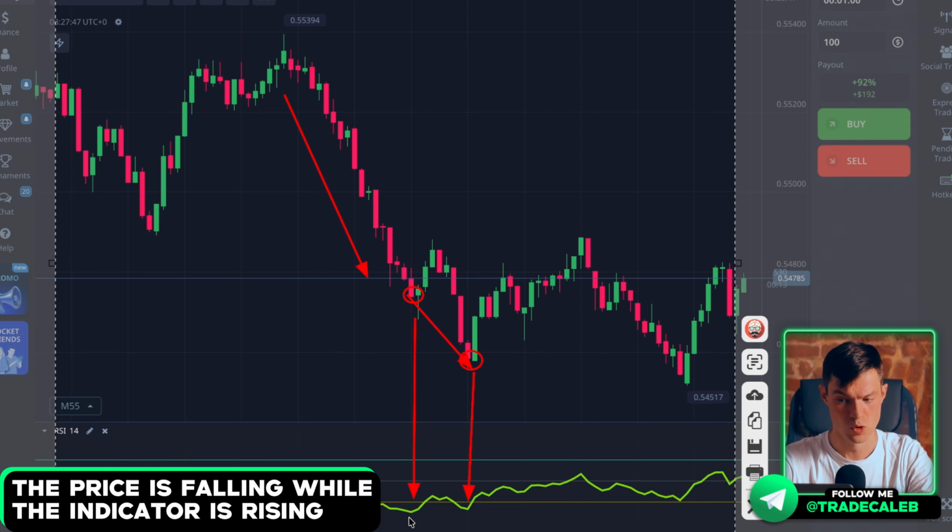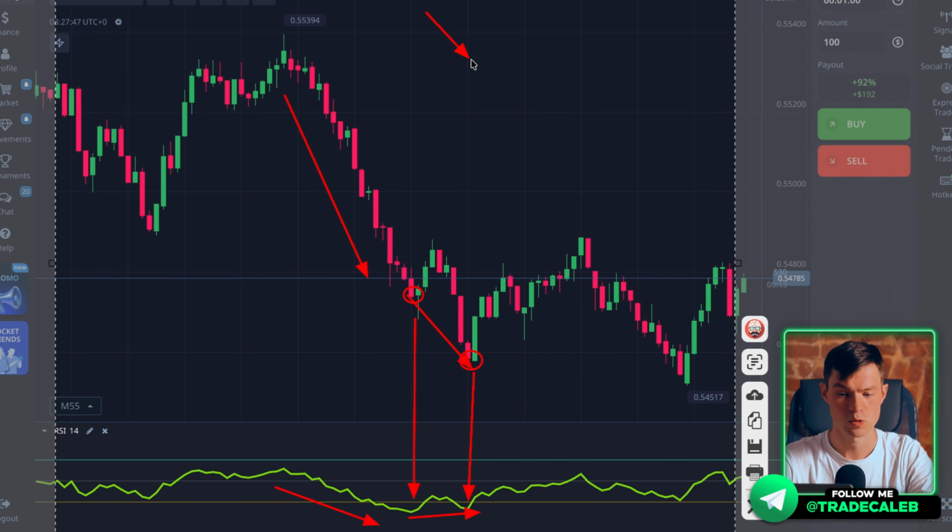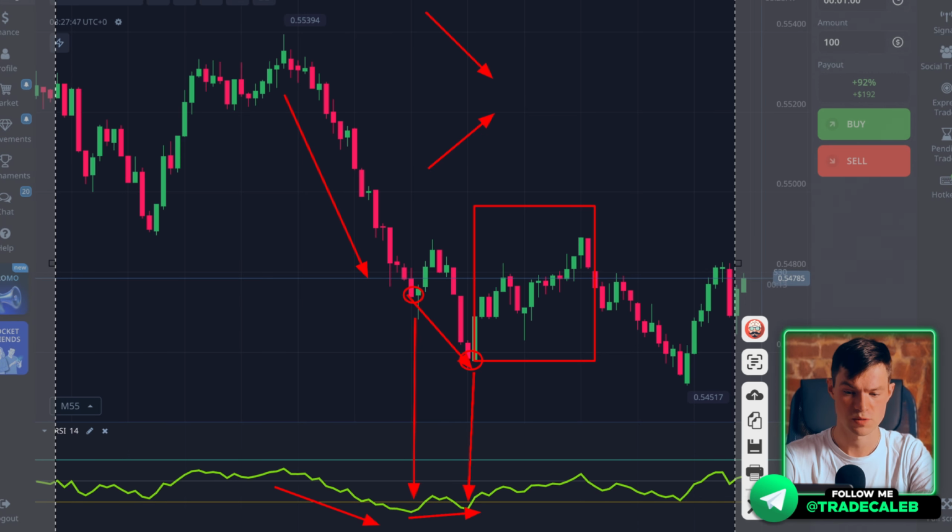Thus, when the price drops and the indicator rises, this is called a divergence. In the end, the price will always move in the direction indicated by our indicator. Since the indicator is rising, we will trade in these moments for an upward movement.